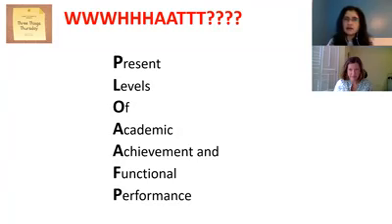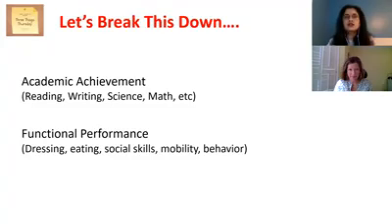For this presentation, we're just going to say present levels. When we say present levels, we mean present levels of academic achievement and functional performance, but I didn't want to say the whole thing each time. To break this down a little, the two important parts are academic achievement and functional performance. When we talk about academic achievement, we're talking about your child's reading skills, writing skills, science, math, all those subjects.